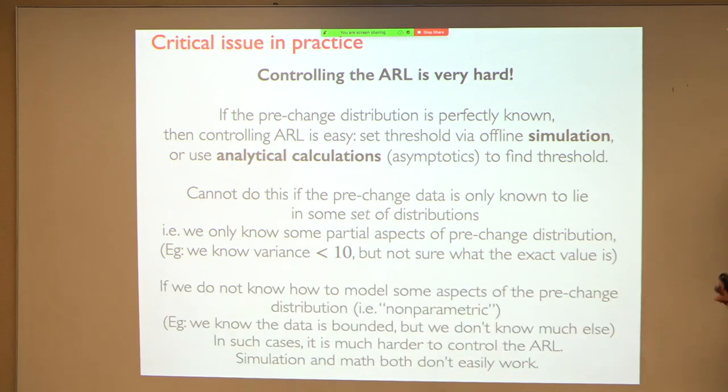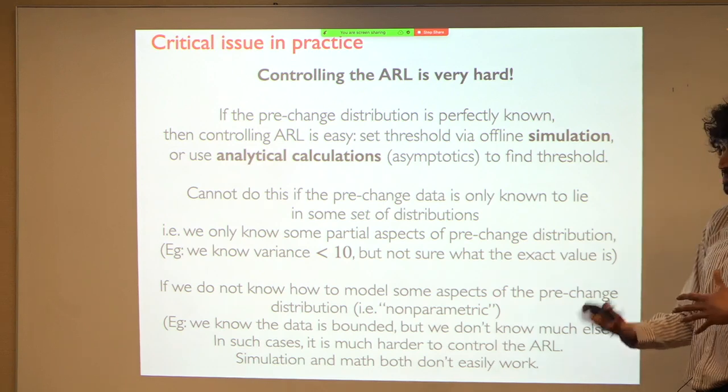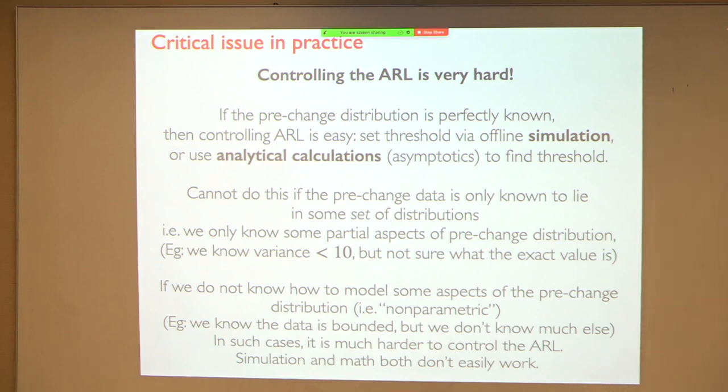So if we don't know how to model some aspects of the pre-change distribution, like typically you have a non-parametric pre-change class, then for example, if we know the data is bounded, but we don't know anything else, then you don't know what to simulate from. In such cases, it's actually much harder to control the ARL, and simulation and math don't easily work. You can't use asymptotics that easily with non-parametric classes, and you can't do simulation that easily with non-parametric classes.